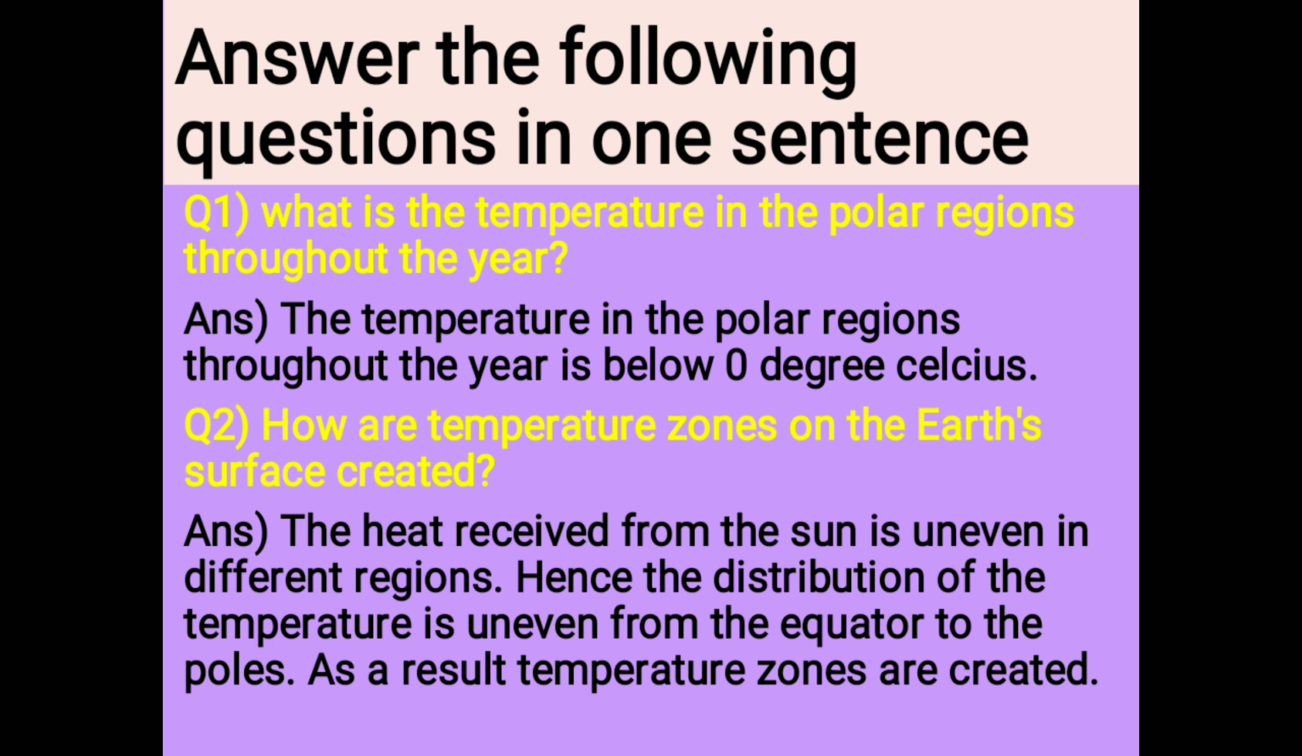Answer the following questions in one sentence. Question 1. What is the temperature in the polar regions throughout the year? Answer. The temperature in the polar regions throughout the year is below 0 degrees Celsius. Question 2. How are temperature zones on the Earth's surface created? Answer. The heat received from the sun is uneven in different regions. Hence, the distribution of the temperature is uneven from the equator to the poles. As a result, temperature zones are created.